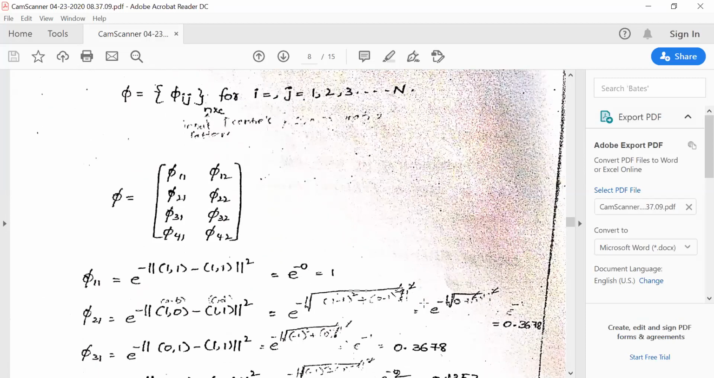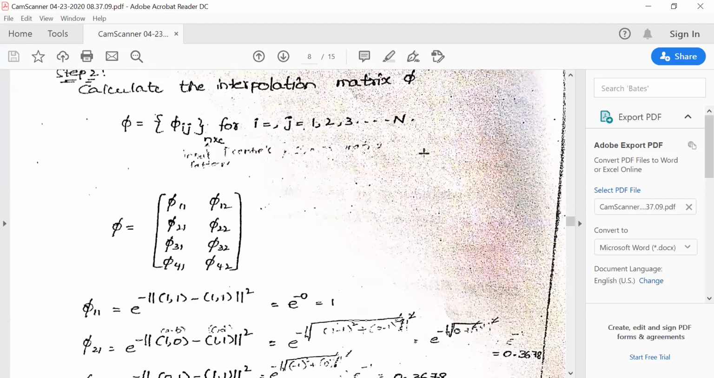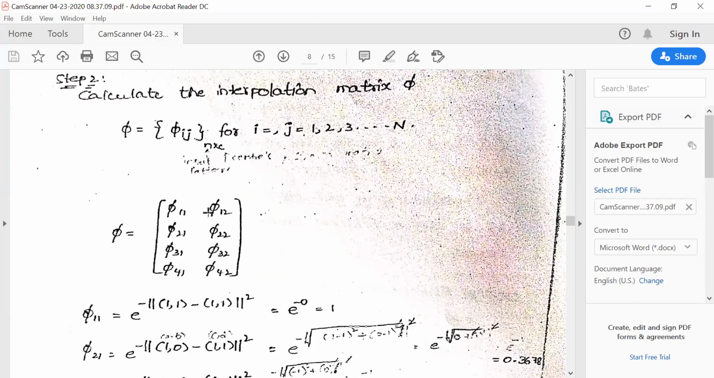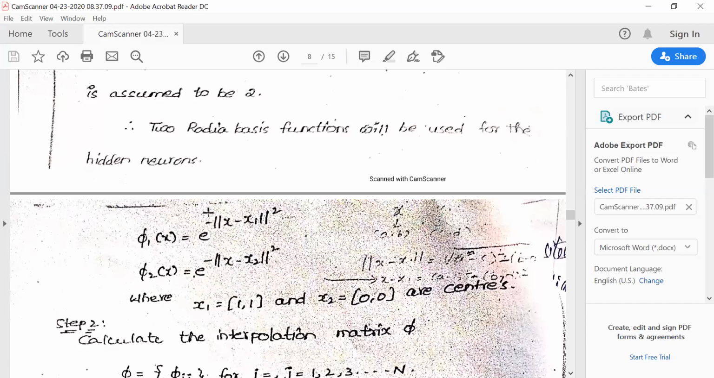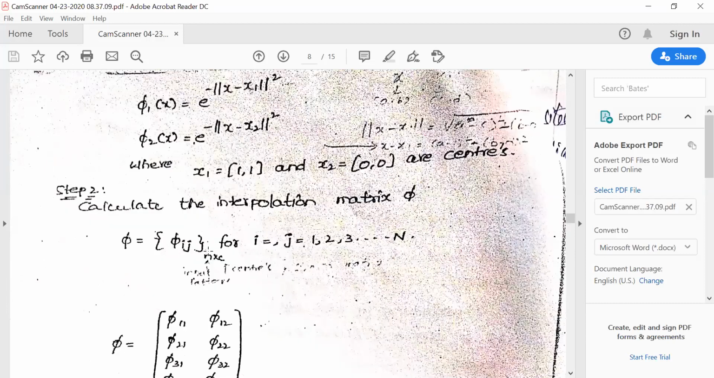What I will do is calculate the interpolation matrix phi by using the formula: phi 11, phi 12, phi 21, phi 22, phi 31, phi 32, phi 41, phi 42. Because there are only 2 hidden neurons, this matrix is like this. If there is something else, see this formula, phi ij for i is equal to 1 to m, j is equal to 1 to n.